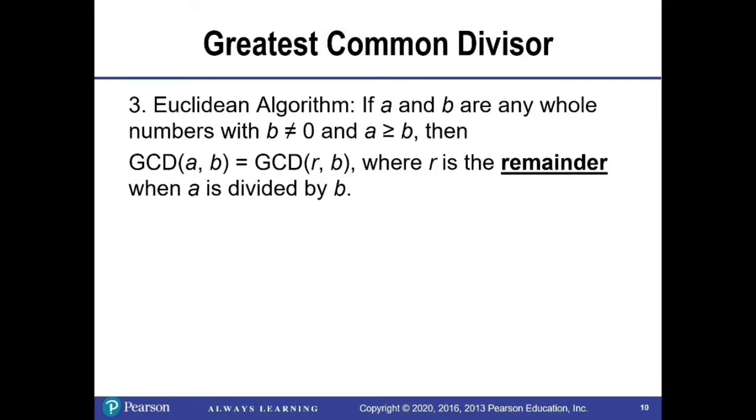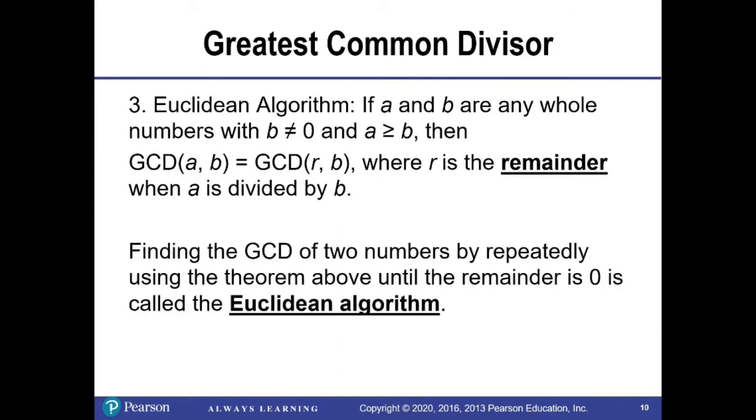Our next method for finding our greatest common divisor is called the Euclidean algorithm. It's based on the following theorem. If we have two whole numbers, a and b, where b is not 0 and a is greater than or equal to b, then our GCD of a and b is the GCD of r and b, where r is the remainder when a is divided by b. Finding the greatest common divisor using the Euclidean algorithm uses this theorem over and over until we get a remainder of 0.